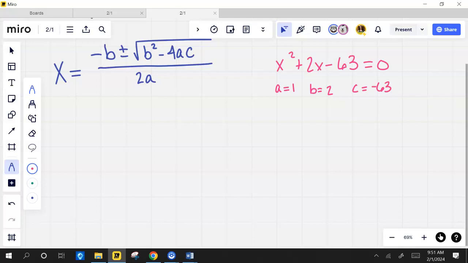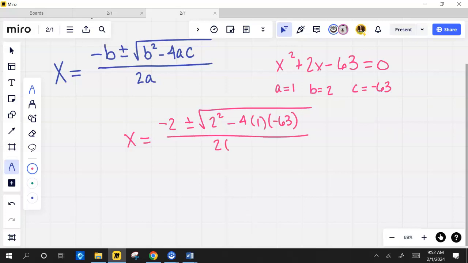All right, let's replace our variables here. X equals opposite B. Yep, -2 plus or minus square root. Now I do B squared minus 4. What is A? What is C? All over 2 times. Everything you've learned about radicals applies. Everything you've learned about simplifying applies.